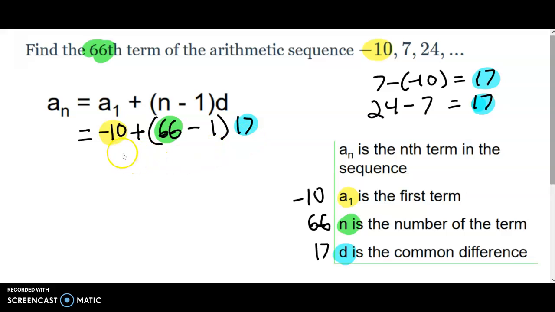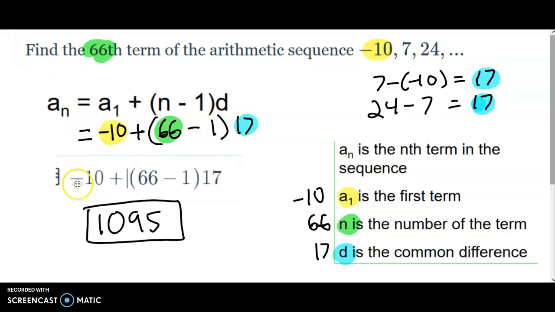And now finally all you got to do is type all of this straight into the calculator. Negative 10 plus 66 minus 1 in parentheses times 17. And it's just a cursor, don't pay that any attention. And you end up with 1095. So the 66th term in this sequence, if you keep going up by 17, is 1095.